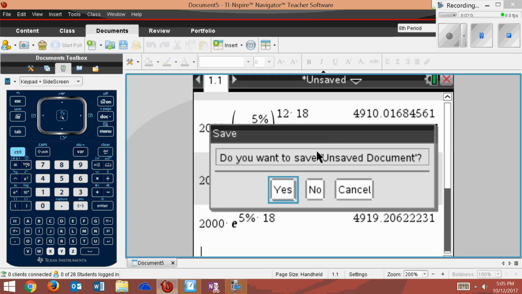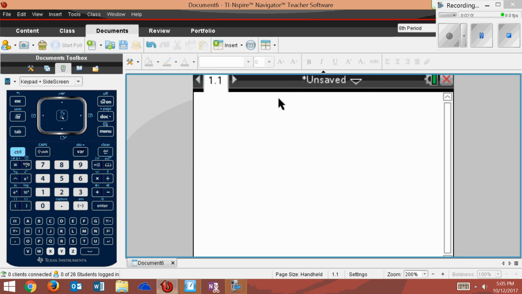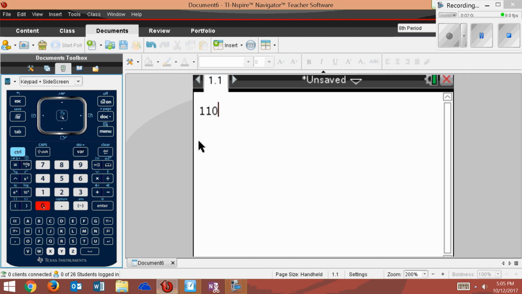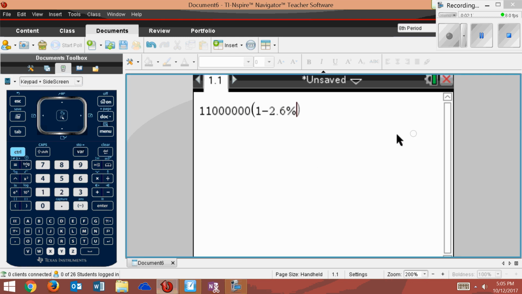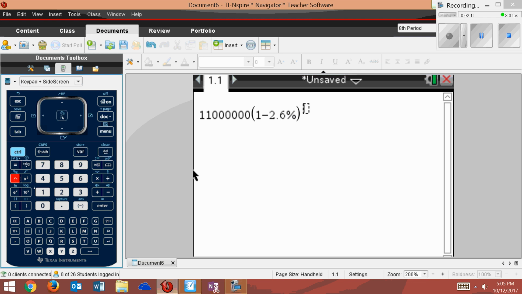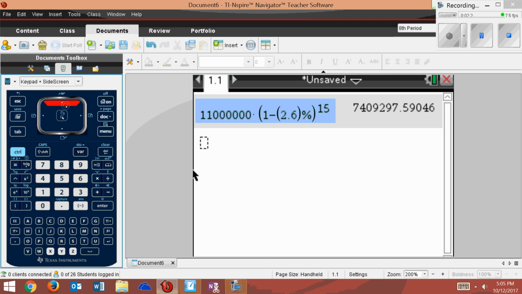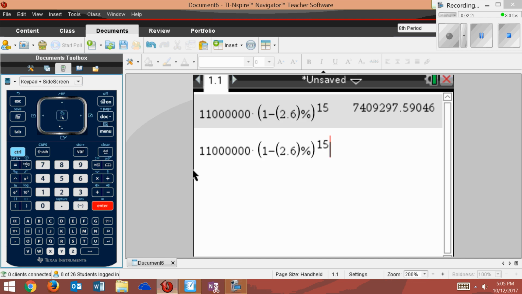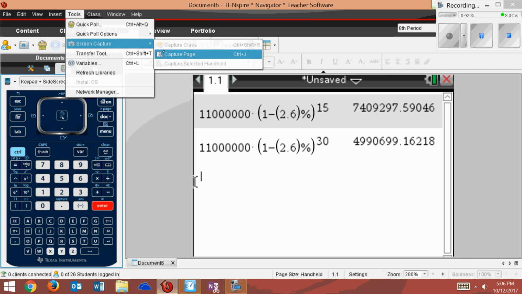I'm just going to clear all that out of there so we don't get confused. We'll go 11 million, so 11 followed by 6 zeros, to the power of 1 minus my 2.6% decrease, and we do this for 15 years, and then we're also going to see what happens when we look at 30 years. Now, if it's decreasing, it should decrease more over 30 years. So there's my populations there.